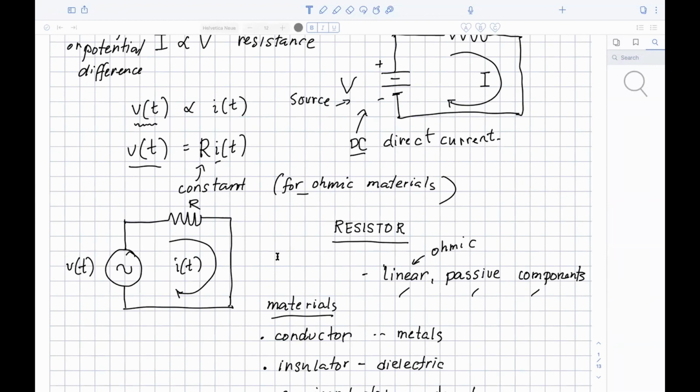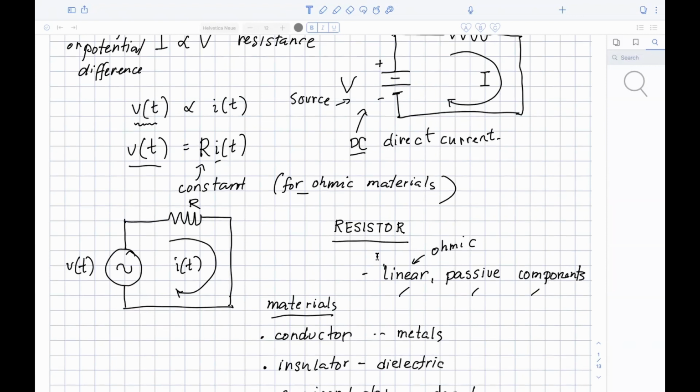Sa electronics naman, yung mga linear passive component. Passive, ibig sabihin ng passive, a resistor won't need to work, it doesn't need the power supply. Unlike amplifier, to work, it needs its own power supply. So an amplifier is an active component while a resistor is a passive component. So we're talking about a linear, which is an ohmic, and passive component. No? So resistor is one.